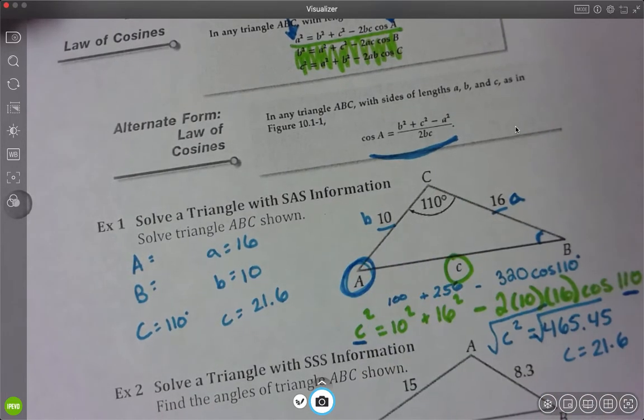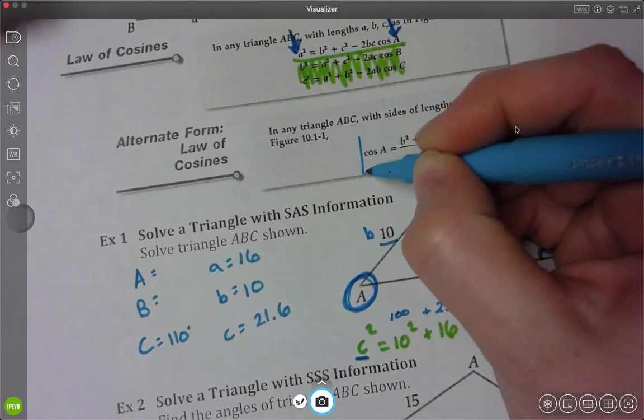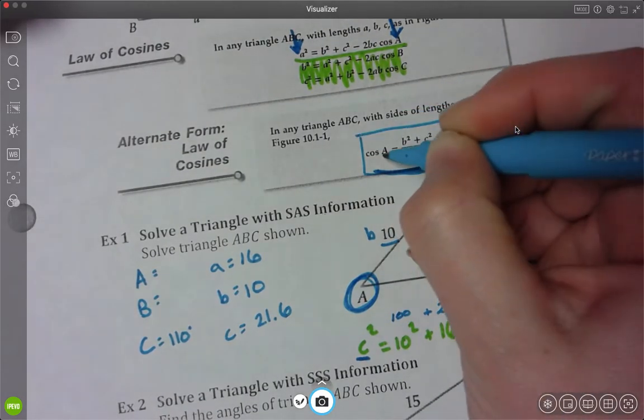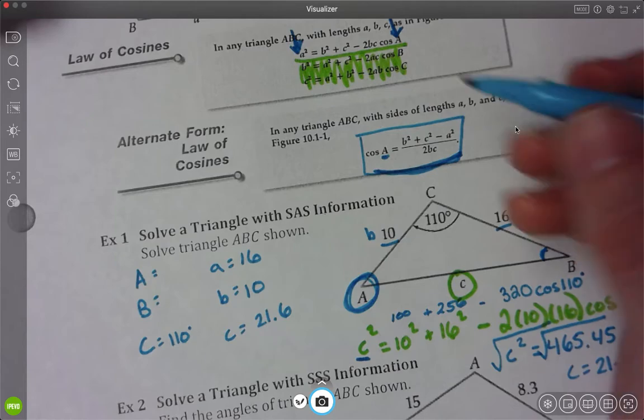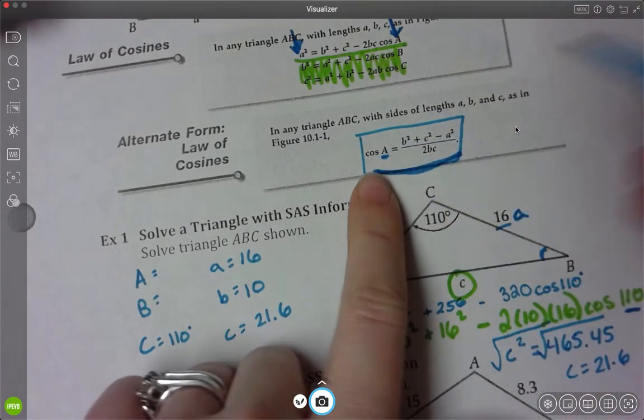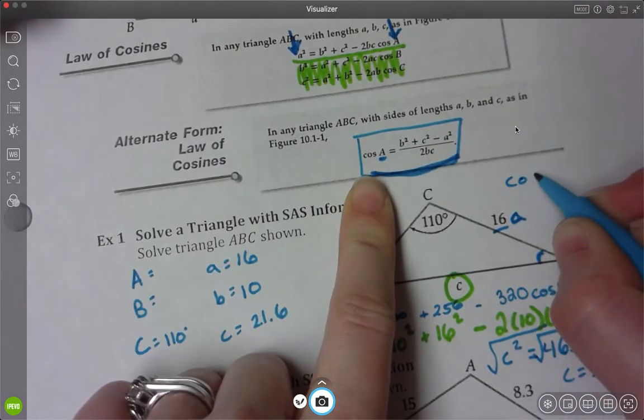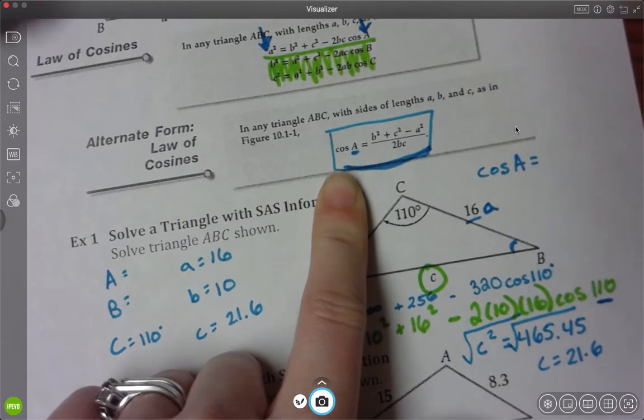So here's A. Now, in this case, I'm going to use this alternate version because what I'm solving for is the angle, and I want to have it by itself on one side of the equal sign. We'll talk about getting rid of cosine in just a second, but right now I'm going to write out what cosine of A is. So I have cosine A equals.